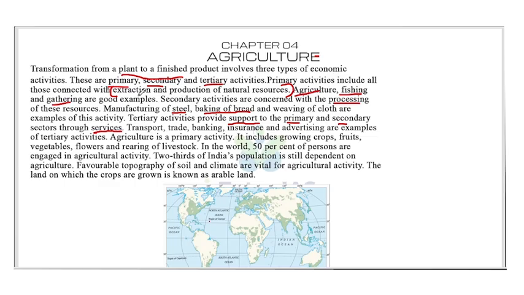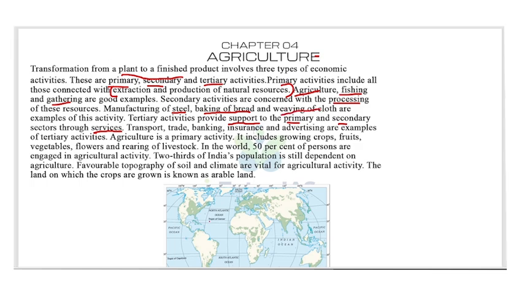The first one is the primary sector, then secondary activities, and the final one is tertiary activity. Primary activities include extraction and production of all natural resources, for example agriculture, fishing and gathering. Secondary activity is concerned with the processing of the primary resources, that is manufacturing of steel, baking of bread and weaving of cloth.